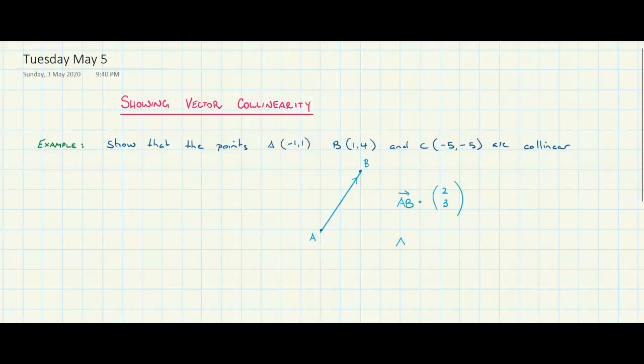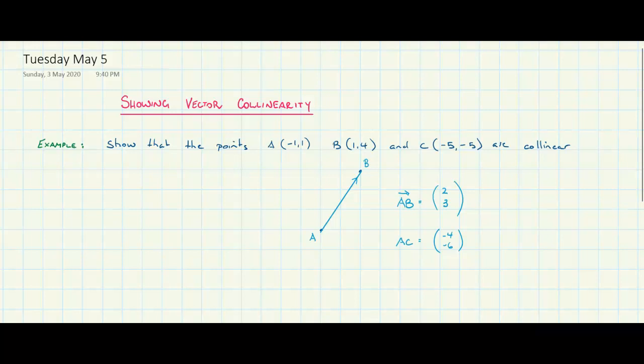So we can get AC by doing the same thing. Now, A to C, well, that's going to be -4, -6. Now, this point C, -5, -5. So what we really want to know is, does it lie on this same line that goes through A and B? Are these points collinear? So AC is -4, -6.